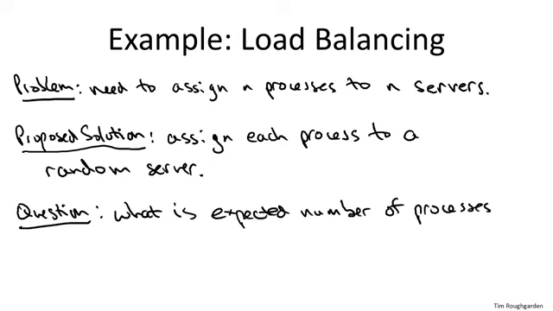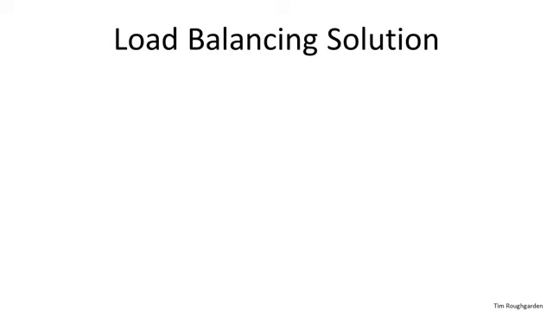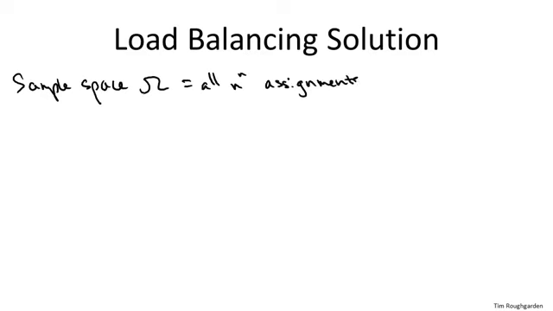Before you start talking about expectations, one has to be clear about the sample space and what the probabilities of the various outcomes are. Remember, the sample space omega just denotes every possible thing that could happen. So what are we doing? For each process, we're assigning it to a random server. So all of the things that could happen are all of the different assignments of these n processes to these n servers. And if you think about it, there are n raised to the n possible outcomes, because you have n choices for each of the n processes.